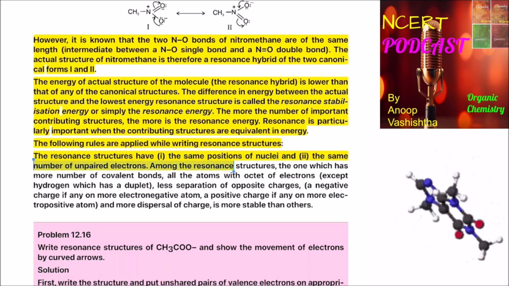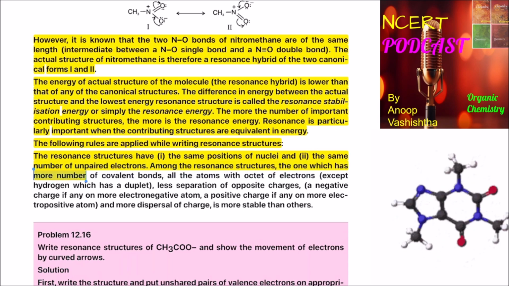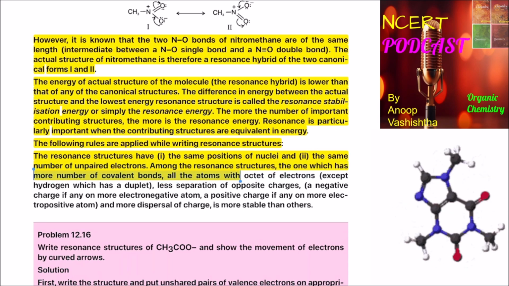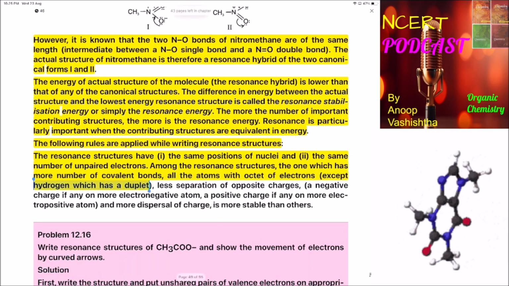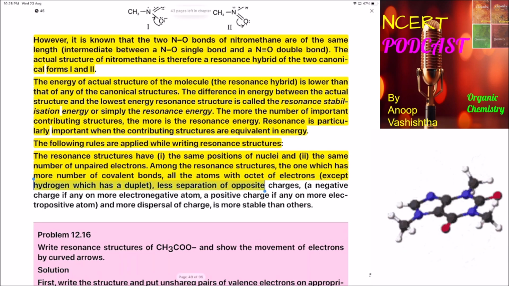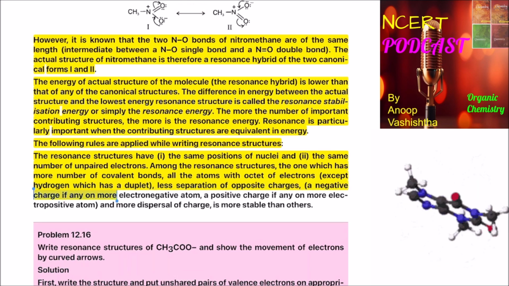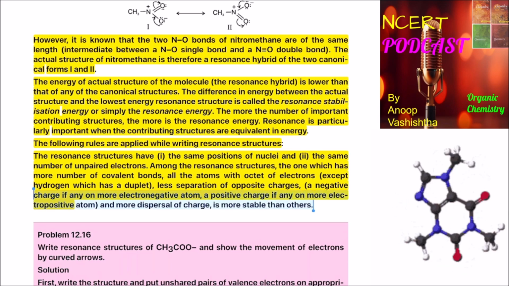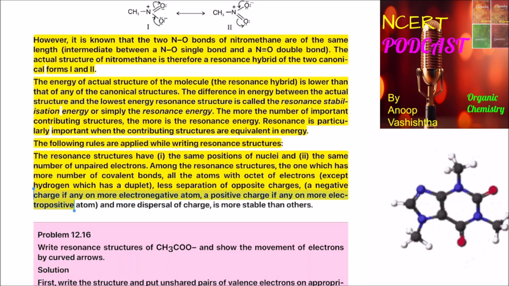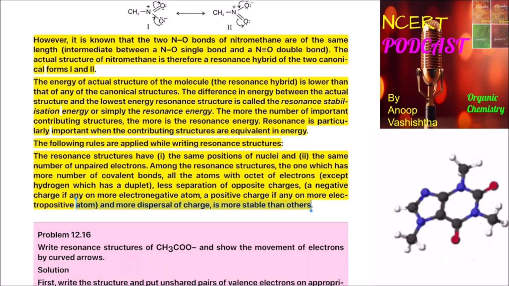Among the resonance structures, the one which has more number of covalent bonds, all the atoms with octet of electrons except hydrogen, which has a duplet, less separation of opposite charges, a negative charge if any on more electronegative atom, a positive charge if any on more electropositive atom, and more dispersal of charge is more stable than others.